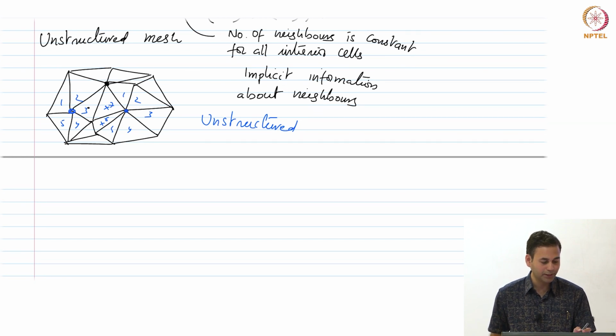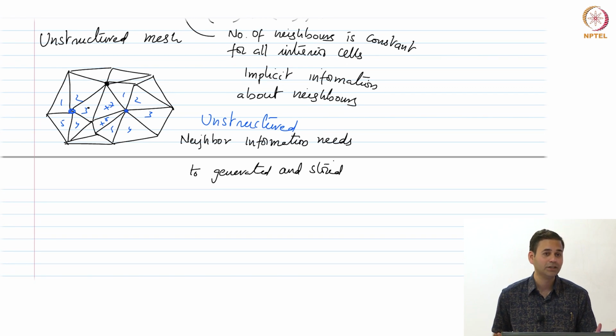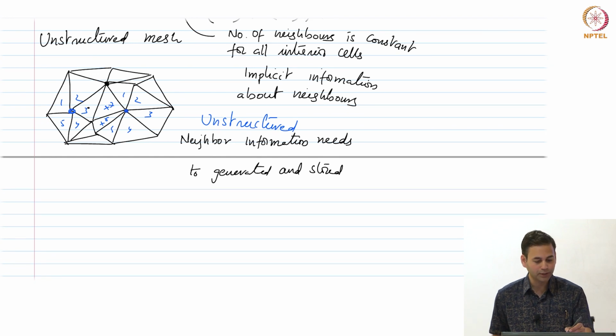So, that is the kind of thing. As a result, the neighbor information needs to be generated and stored. If somebody just gives you an unstructured mesh, you have to put in more effort to understand how these neighbors are located. Simply by looking at a particular cell, I cannot tell which is which cell. For this particular cell, I cannot tell I plus 1 is this guy, I minus 1 is this guy, and so on. Rather, I have to keep track of what the neighbors are for this cell.